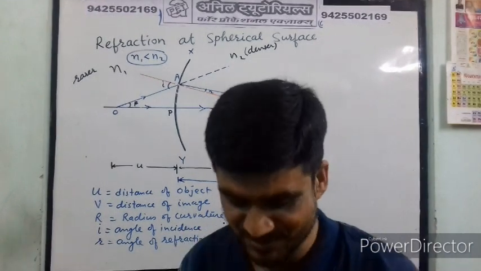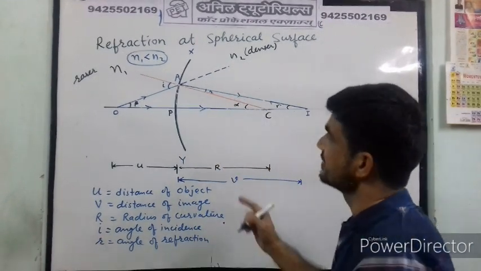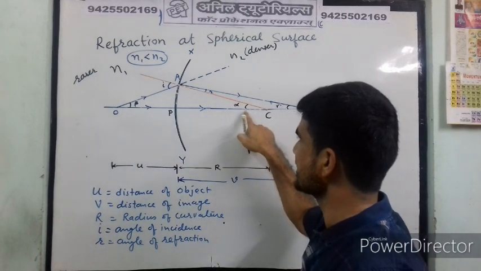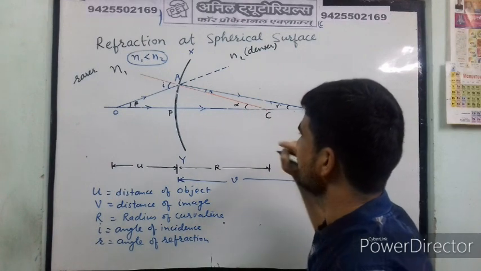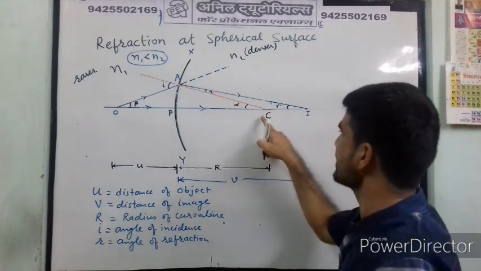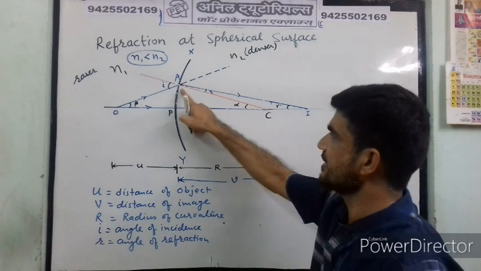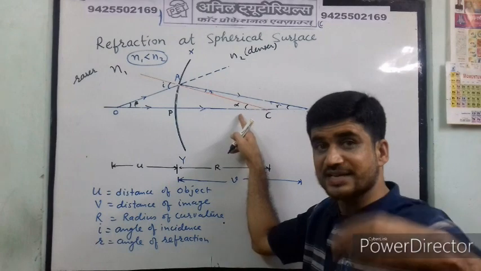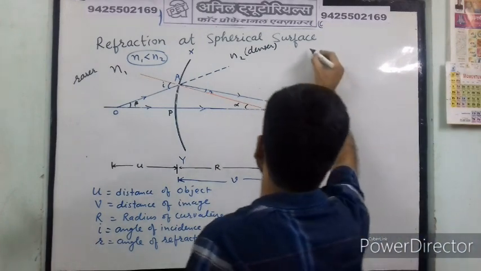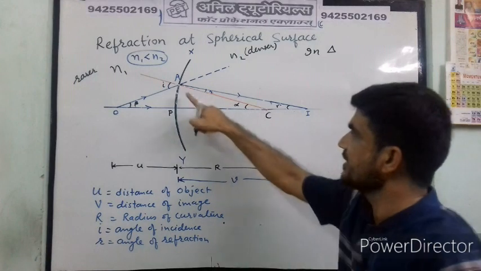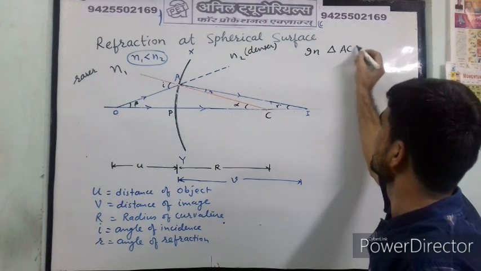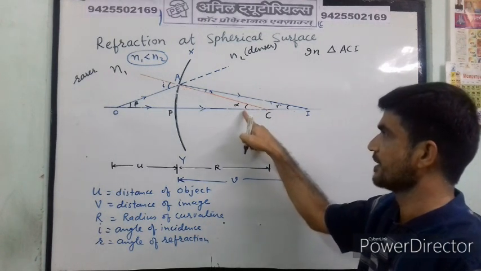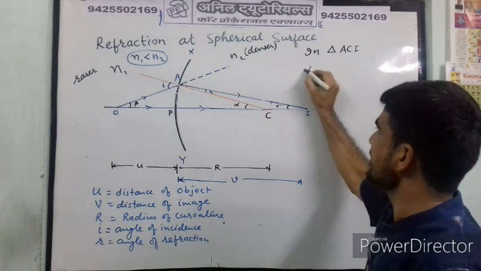Now let's proceed. Okay, see here, when we consider the triangle ACI, just see in this triangle, angle alpha is an exterior angle. Here in triangle ACI, just see what is alpha. We can say alpha is an exterior angle.